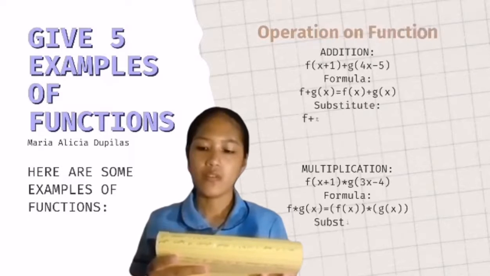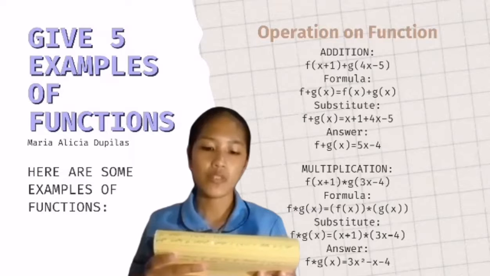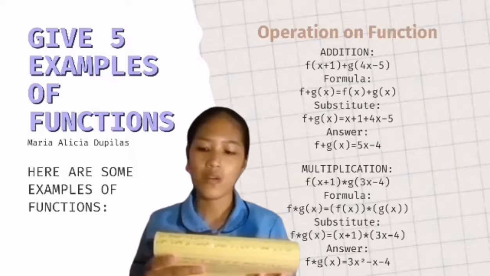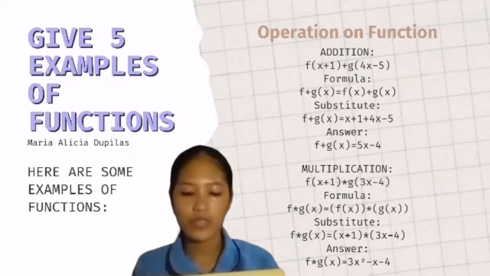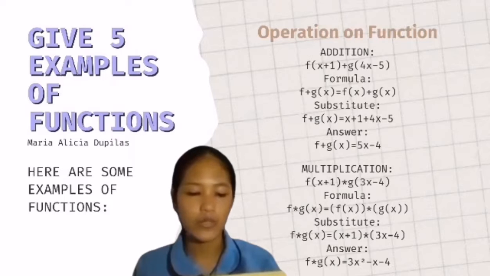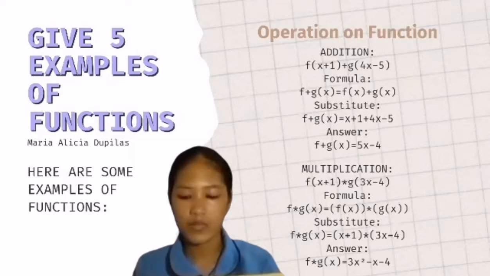Operation on function. The given example for operation on function in addition is f of x plus 1 plus g of 4x minus 5. The formula for this equation is f plus g of x equals f of x plus g of x. Another example for operation on function in multiplication is f of x plus 1 multiplied by g of 3x minus 4. The formula for this equation is f of x multiplied by g of x.